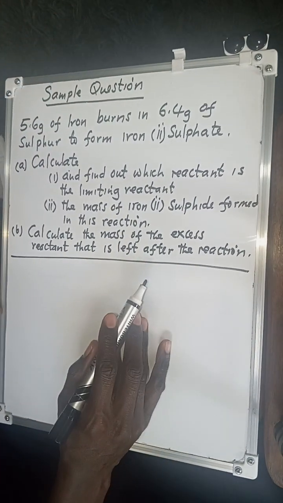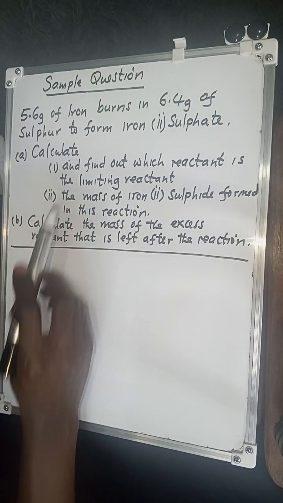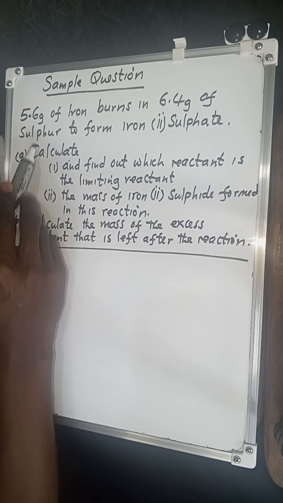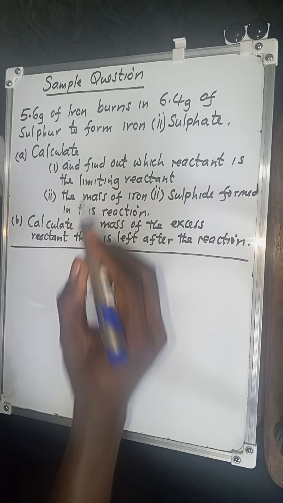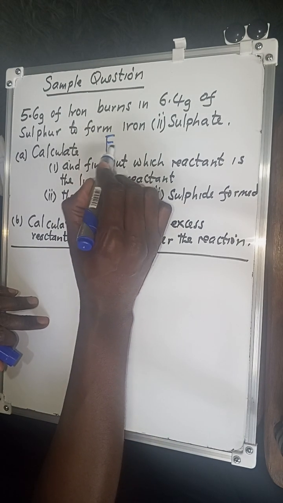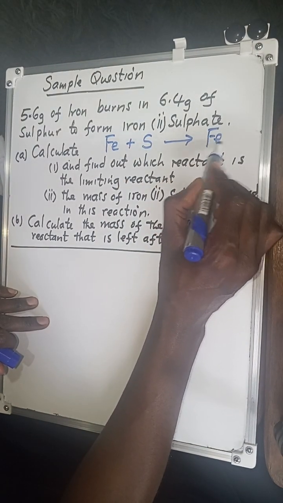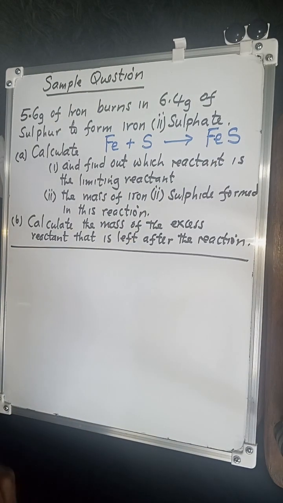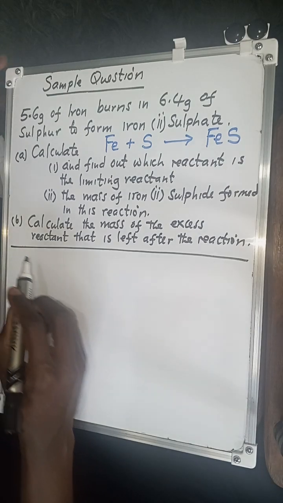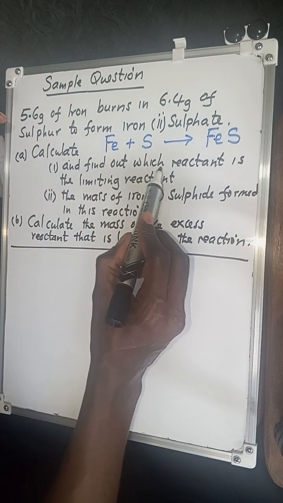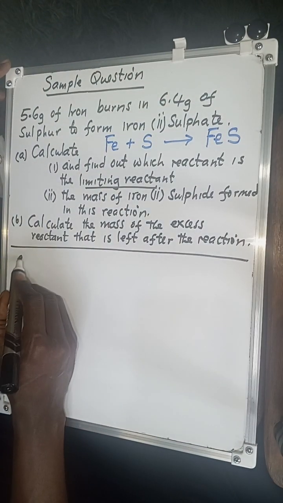I have a question that is already highlighted here. I've already written it there. It says 5.6 grams of iron burns in 6.4 grams of sulfur to form iron(II) sulfide. I left an equation here, they had actually given you that: Fe plus S to produce iron sulfide. That's the equation they had already given you, which is already balanced. Now the question says to calculate and find out which reactant is the limiting reagent. So they want us to determine which one is the limiting reagent.